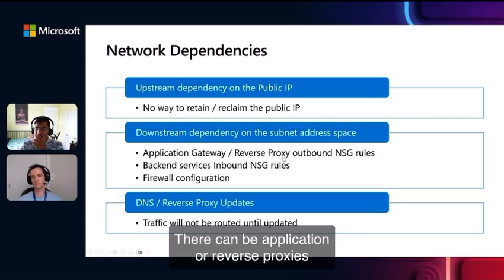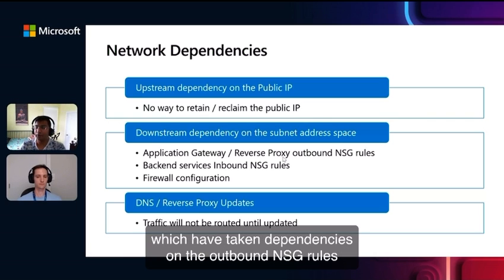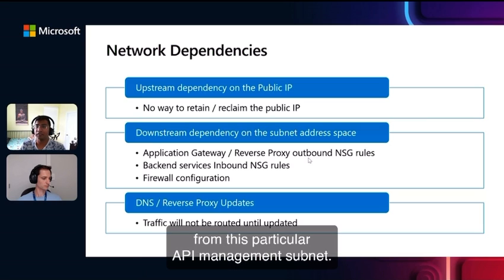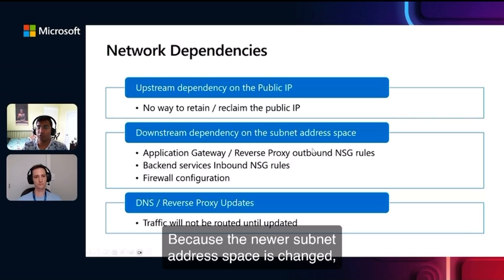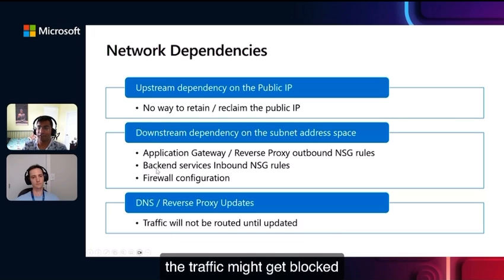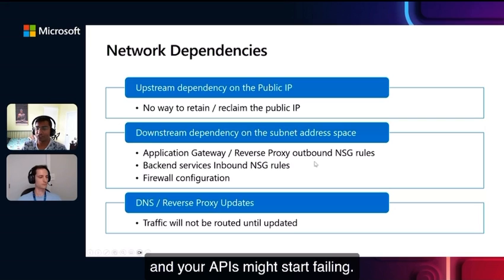There can be application or reverse proxies which have taken dependencies on the outbound NSG rules for the subnet of API management, or something like a backend app service residing in its own subnet might have an inbound NSG rule which says allow only traffic from this particular API management subnet. Because the newer subnet address space is changed, there is a possibility that if they are not updated, the traffic might get blocked and your APIs might start failing.